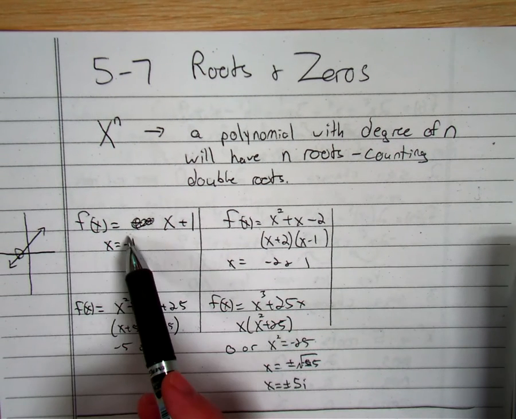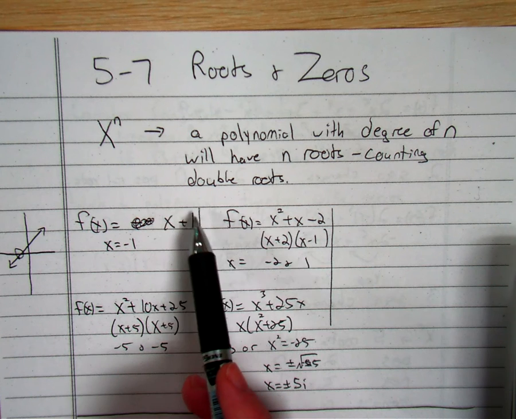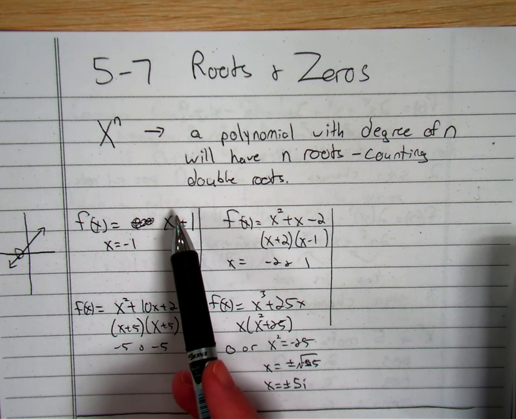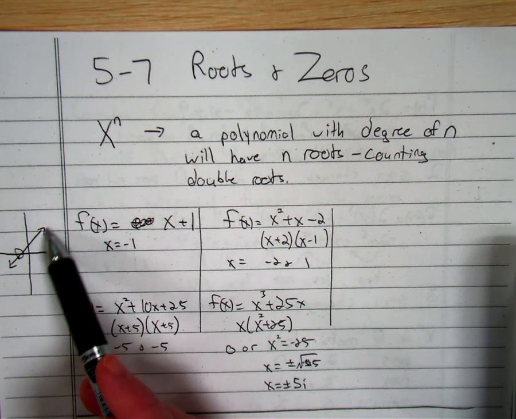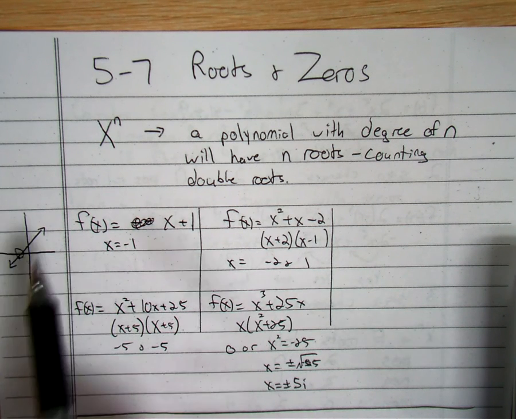Okay, here we have f of x equals x plus 1. This is x to the 1st plus 1. X to the 1st, first degree, we're looking for 1 root. And if you graph this line, sure enough, it crosses the x-axis one time at -1. That's our root.